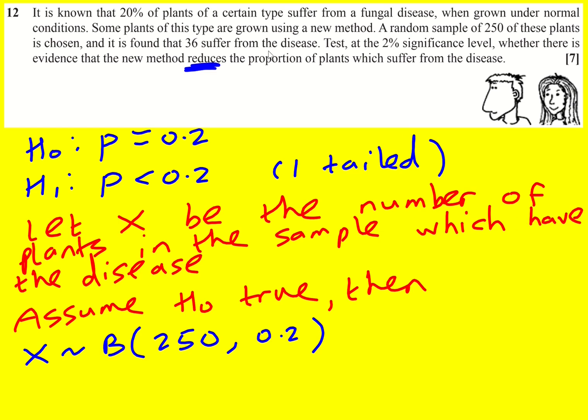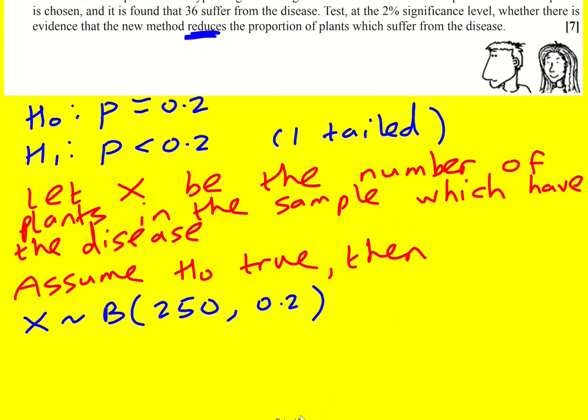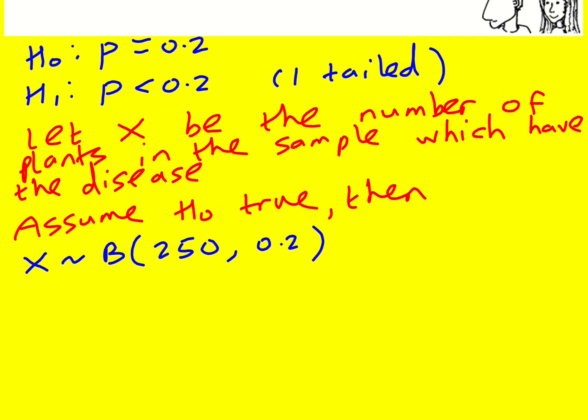Now we know in reality, we've got that 36 suffer from the disease. So we're going to investigate the probability that that has happened because it might just have happened by chance. Just like when you're rolling a dice, you might happen to roll lots of sixes. It doesn't mean the dice is necessarily biased because chance works that way.